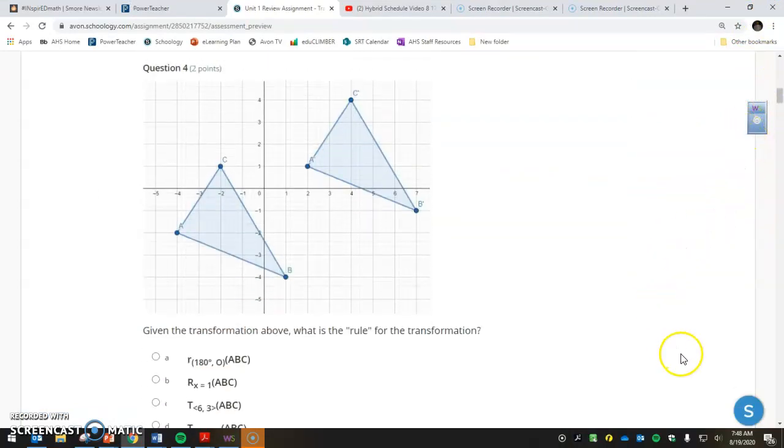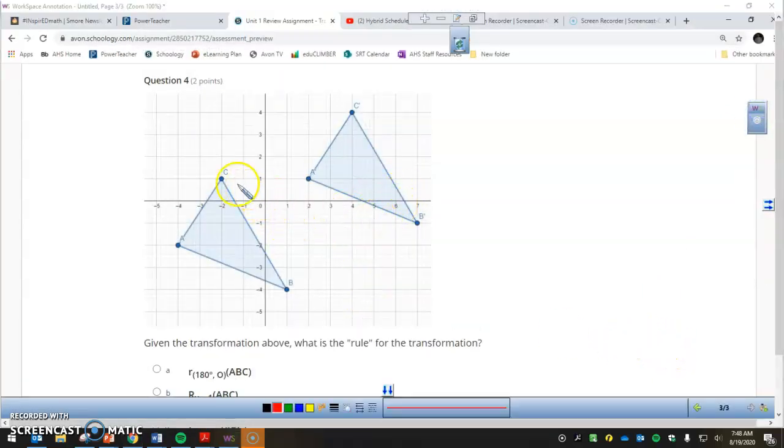Question 4 says, given the transformation above, what is the rule for the transformation? So in this transformation, you should notice how these two figures, ABC and A prime, B prime, C prime, look to be extremely similar. All they did is they just moved it to a new place. So this is an example of a translation. So if it's a translation, we know it's got to be a capital T.